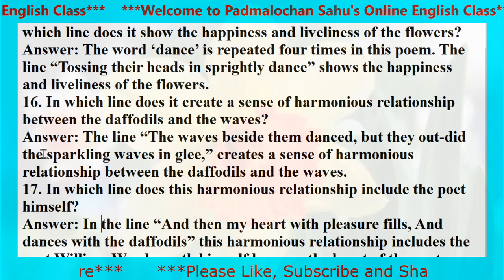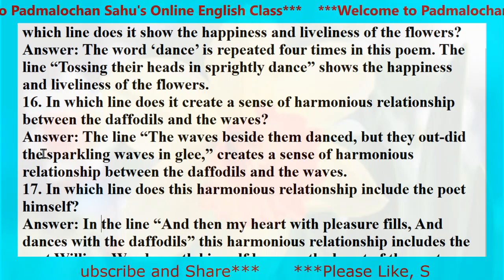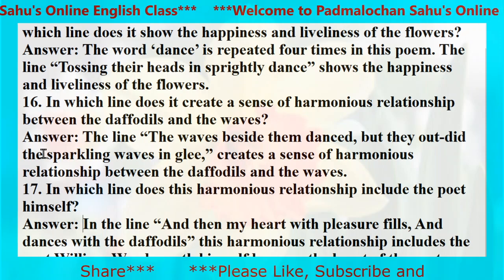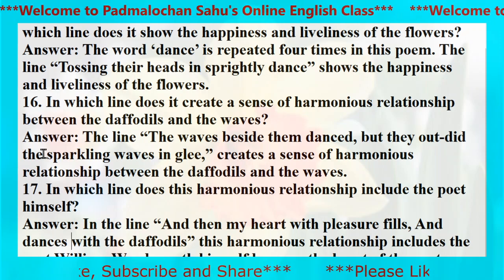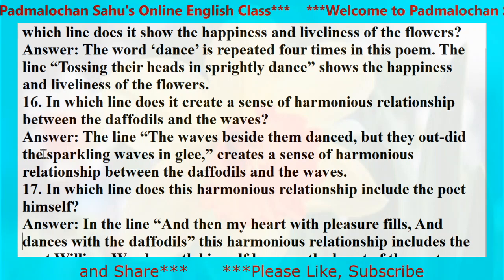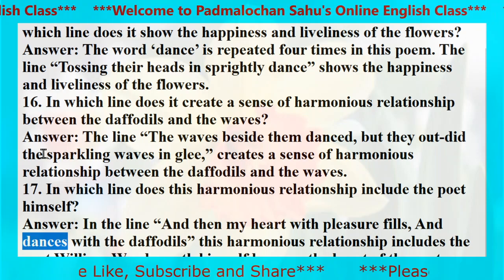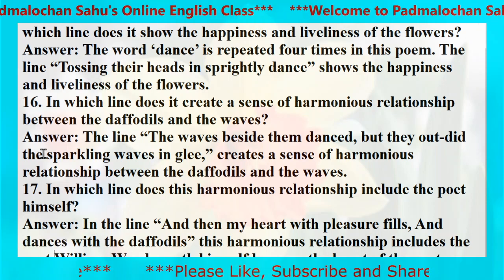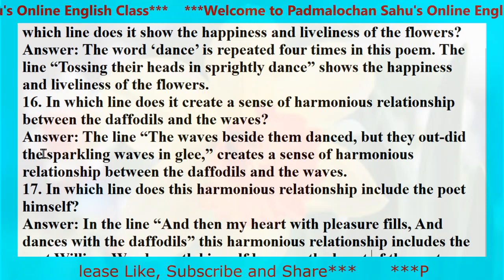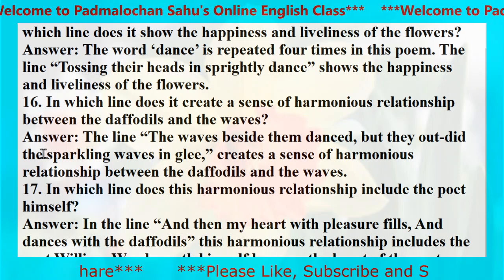Not that all of them are bad, but you can find so many spelling mistakes there. So in the line, and then my heart with pleasure fills and dances with the daffodils. So dances with the daffodils. This word again is related with the daffodils. This harmonious relationship includes the poet William Wordsworth himself, because the heart of the poet starts dancing with the daffodils. So you can write like this.